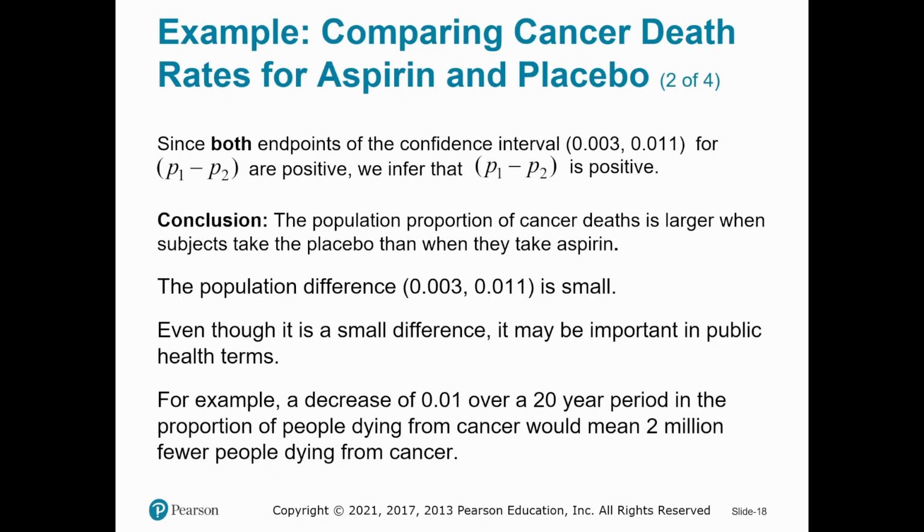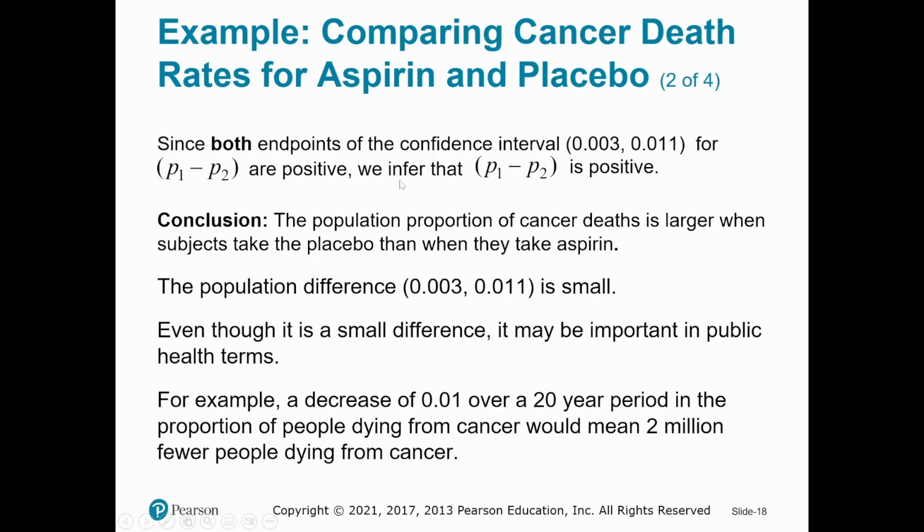Since both endpoints, I call them confidence bounds. They're sometimes called confidence limits, but they can be called endpoints as well. And I apologize for the field of statistics having so many synonyms. But since both endpoints or bounds of the confidence interval are positive, greater than zero, we infer that now this is the true difference, right?